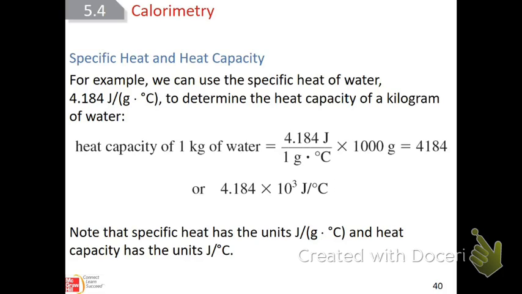So the specific heat of water is 4.184. The specific heat of aluminum is about 0.15. So it's a huge, huge difference. Water takes an enormous amount of energy to change and to boil. So it's a very unique substance in a lot of ways. Okay? I will expect you to know the specific heat of water.